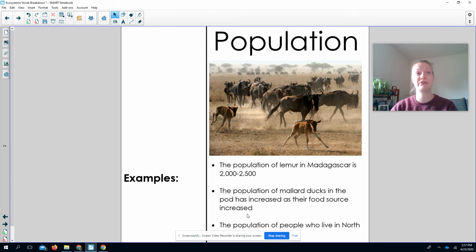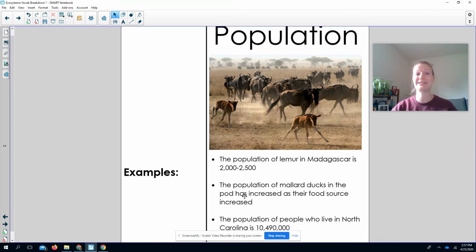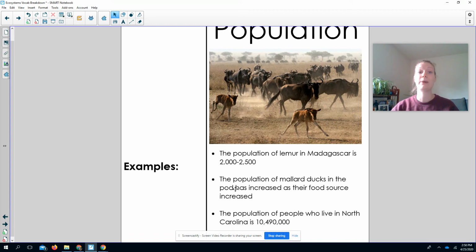Examples. As previously stated, the population of lemurs in Madagascar is 2,000 to about 2,500. The population of mallard ducks in the pond has increased as their food sources increase. So you might see a sentence like that. Or the population of people who live in North Carolina is 10,490,000.